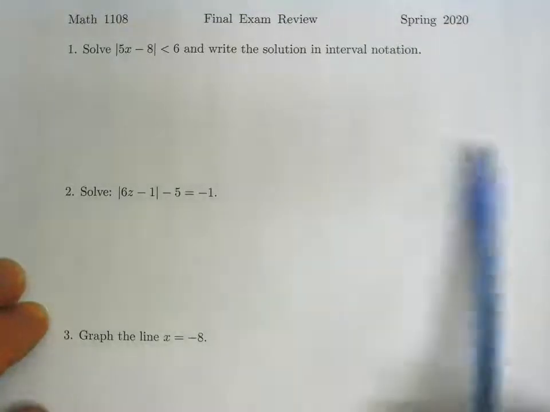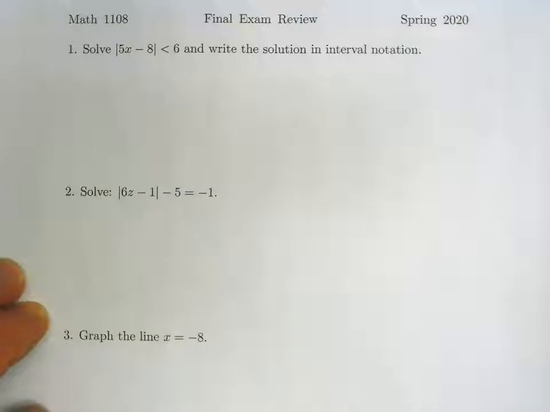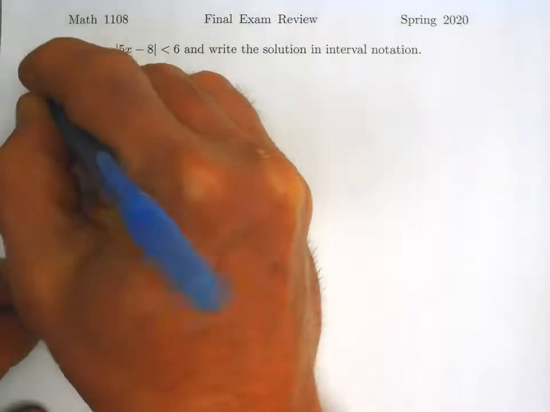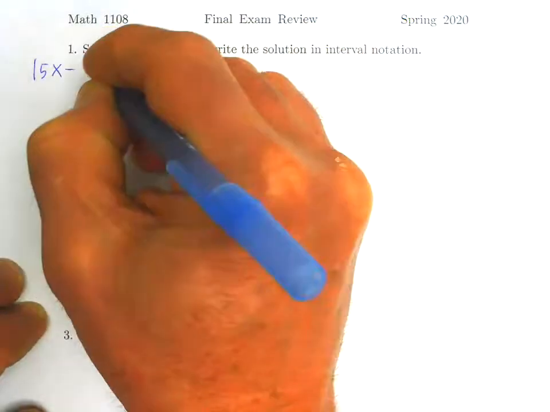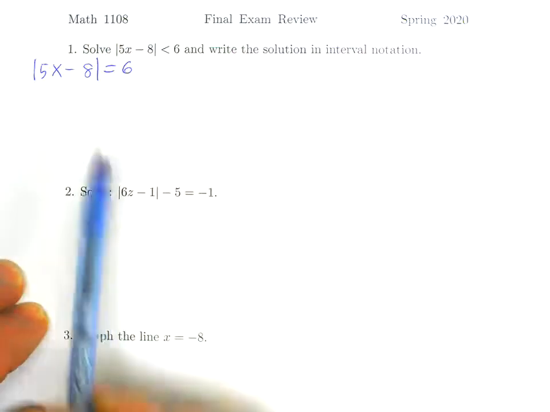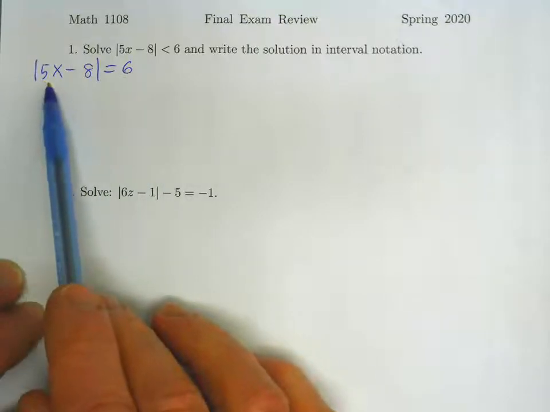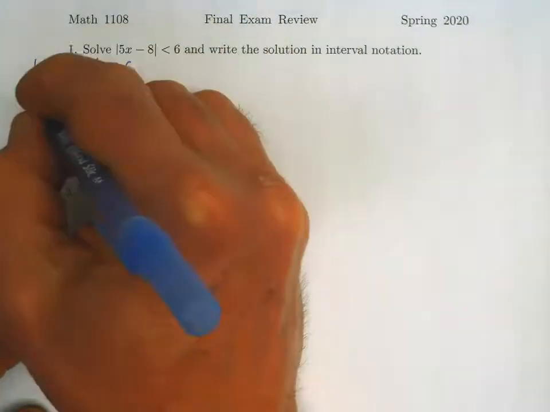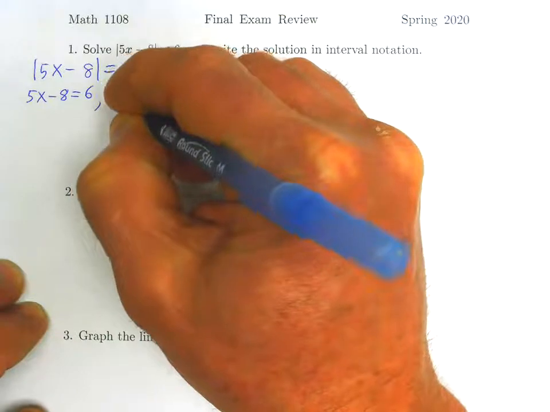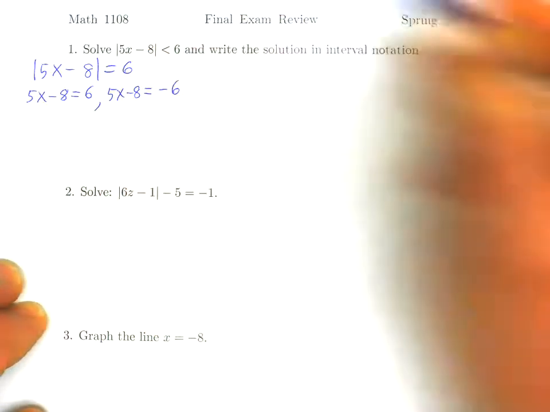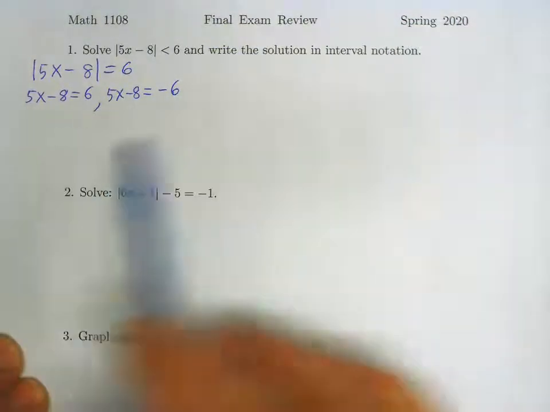Just like with all inequalities, we want to find endpoints. For algebraic inequalities, the endpoints are the solutions to the absolute value equation. In this case, the absolute value of 5x minus 8 equals 6. The two solutions to this will be the two endpoints. So if the absolute value of 5x minus 8 equals 6, then 5x minus 8 could be 6, or 5x minus 8 could be negative 6. We'll solve each of those two equations. The solutions will be the endpoints.